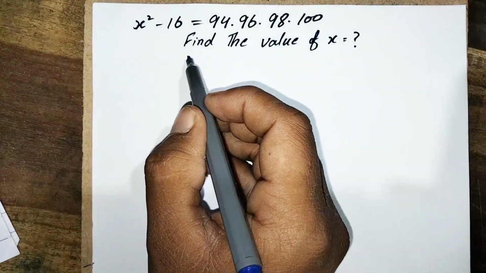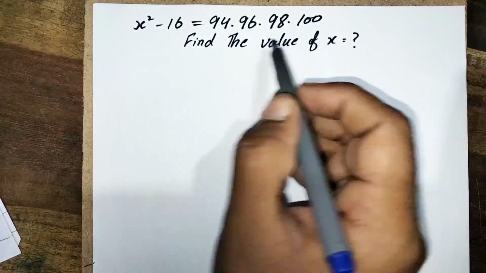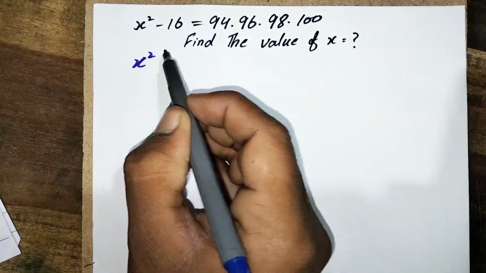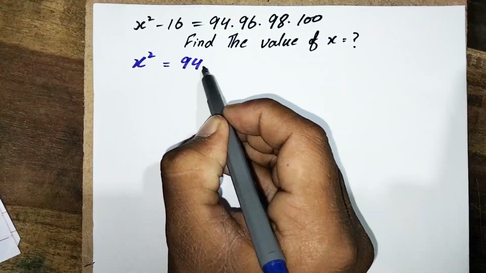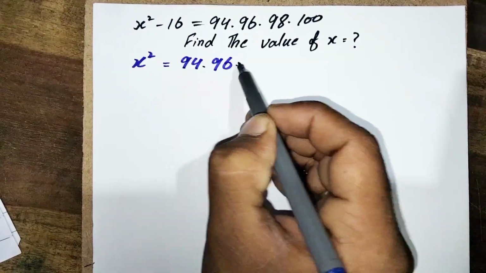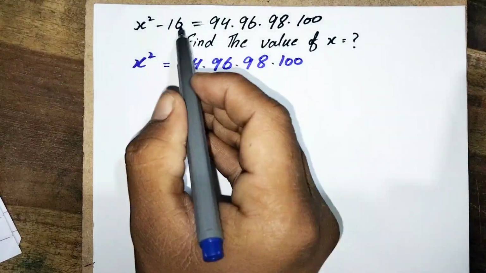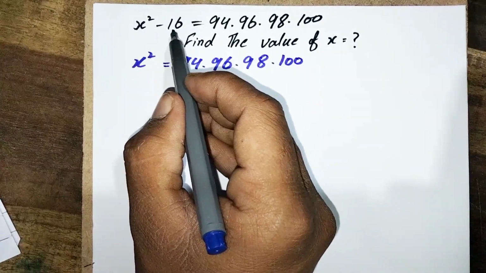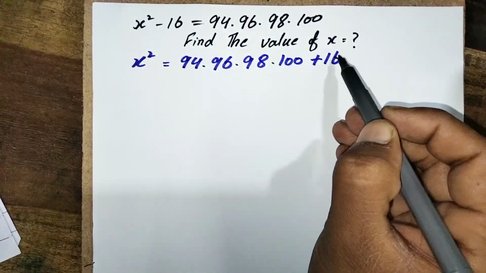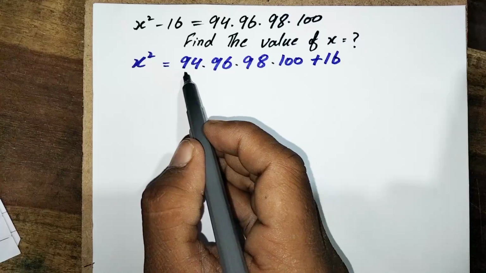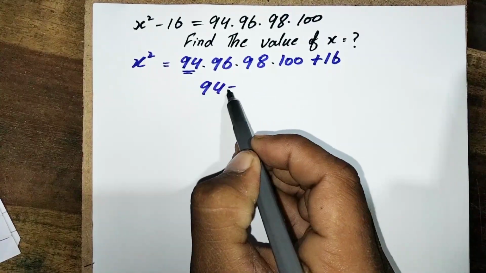Students, to solve this question, first of all take this minus 16 to the right side. Let x square is equal to 94 times 96 times 98 times 100, and this minus 16, when we take it to the right side of the equation, it will become plus 16. Now students, we take this 94 is equal to y.